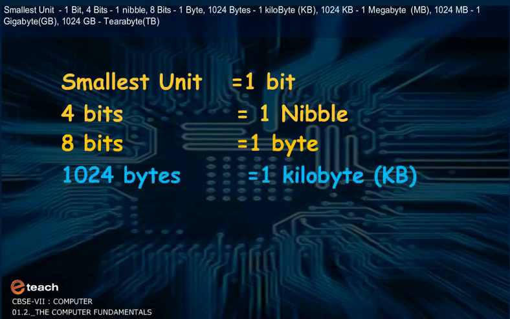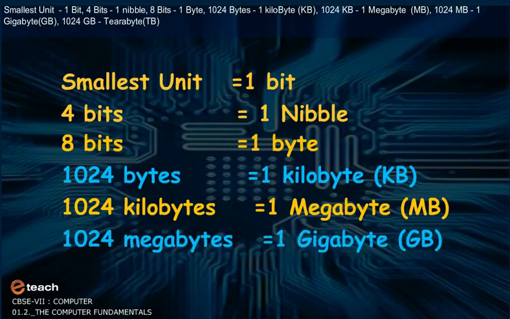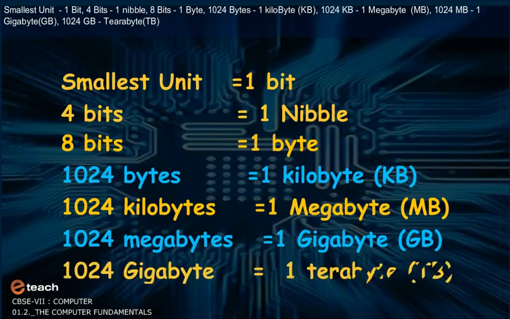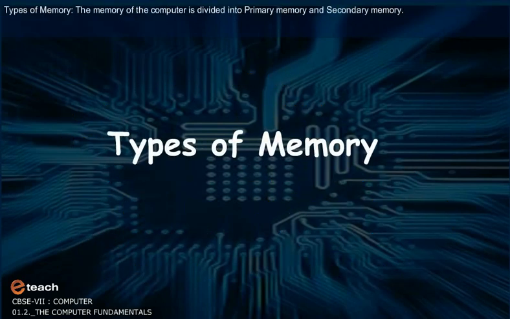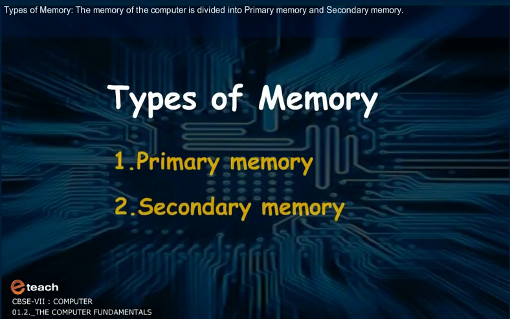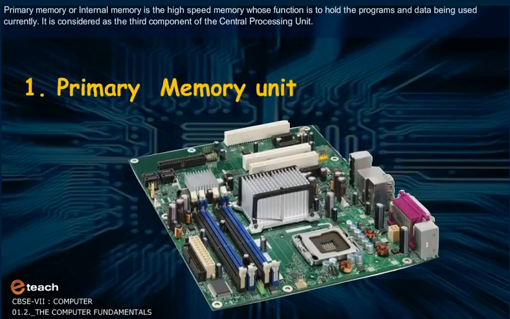1024 bytes, 1 kilobyte, that is KB. 1024 KB, 1 megabyte, that is MB. 1024 MB, 1 gigabyte, that is GB. 1024 GB, that is 1 terabyte, that is TB. Types of memory. The memory of the computer is divided into primary memory and secondary memory.